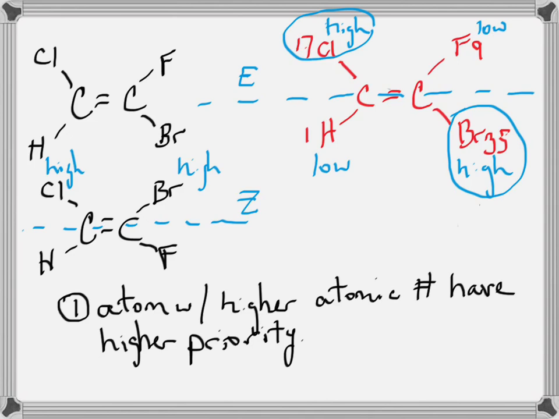halogens hanging on these carbons of an alkene. We typically have a lot of carbons hanging on there, and so now you're thinking, wait a minute, if they're all carbons, they all have the same atomic number, and that's right. So there must be another rule, and so let's talk about that.